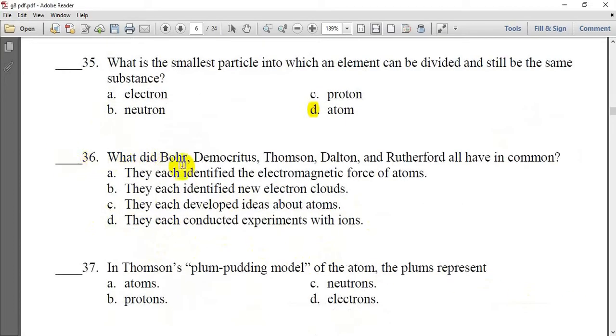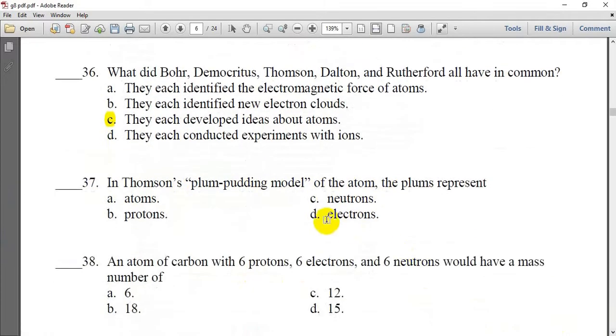Question 36. What do Bohr, Democritus, Thomson, Dalton, and Rutherford all have in common? They each identified the electromagnetic force. They each identified new electron clouds. They each developed ideas about atoms, or they each conducted experiments with ions. The answer is letter C. They each developed ideas about atoms. Question 37. In Thomson's plum pudding model of the atom, the plum represents, as we said before, electrons.